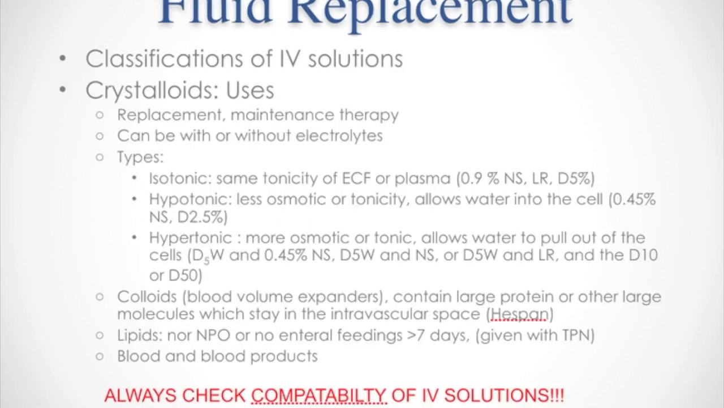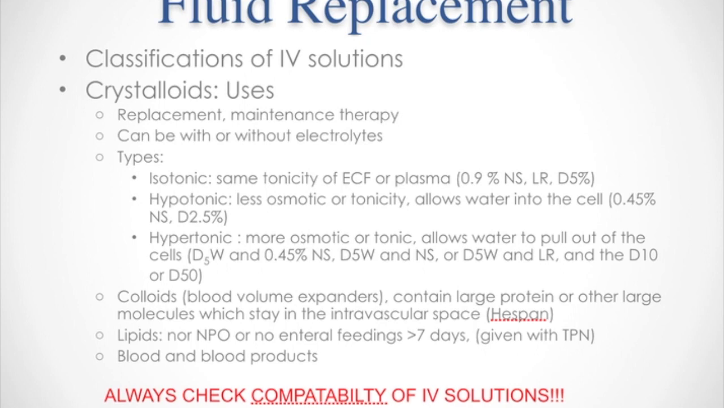So, like I said, we're going to talk a little bit more about classification of IV solutions next, specifically crystalloids. There are three general classifications of IV solutions that are used for fluid replacement, and they are crystalloids, colloids, and blood and blood products. So let's first talk about crystalloids. Crystalloids contain fluids and electrolytes, and they are able to freely cross capillary membrane walls. They are used to treat dehydration and electrolyte imbalances and as short-term maintenance fluids.